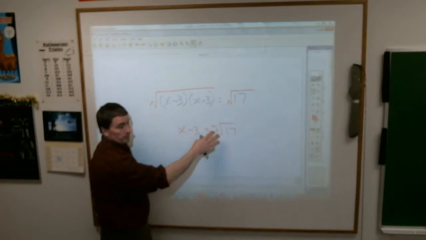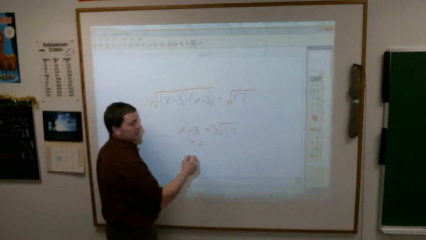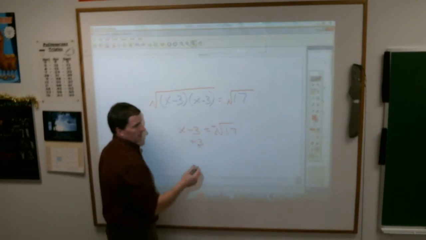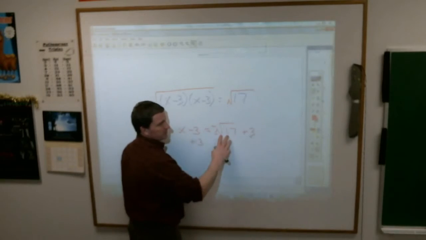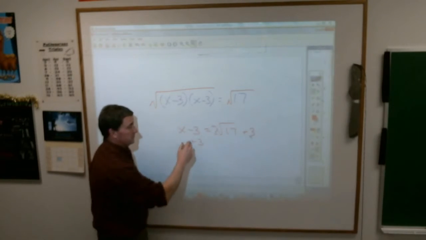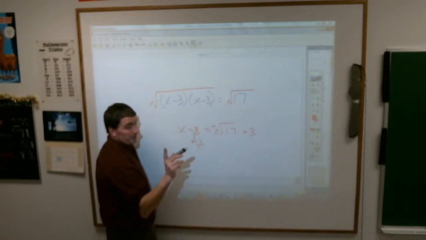If I need to solve this for x, I add 3 to both sides. Okay, I add 3 over here. It doesn't combine with the square root of 17 because they're not like terms in any way. So you have 2 answers here.